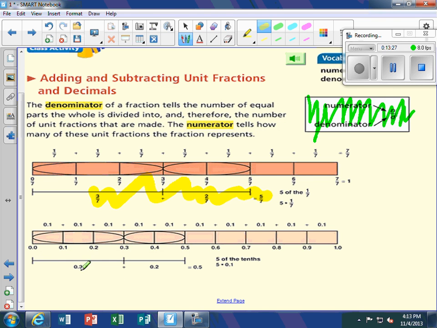Here it's showing you again 0.1, 0.1, 0.1, 0.1, all the way to 1 whole. But if you were going to do 0.3, which is 1, 2, 3, right here, plus 2 more, which they circled, and now you're up to 0.5. 0.3 plus 0.2 equals 0.5. 5 of the tenths, 5 times 0.1.